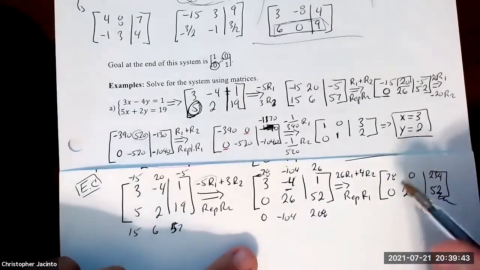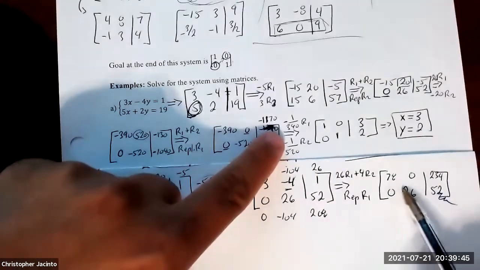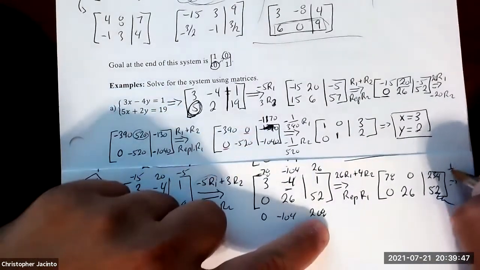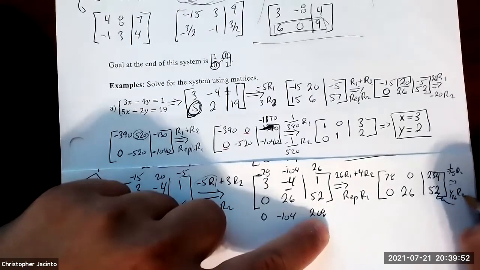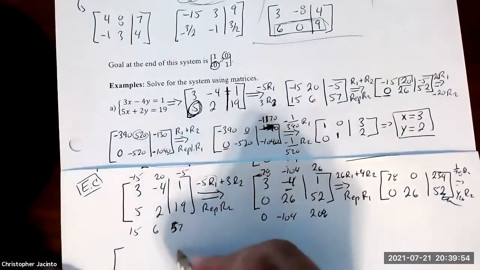And now you divide just like we did here. So divide by the opposites. Divide by 1 over 78 to row 1. Divide by 1 over 26 to row 2. And you get the same answers.